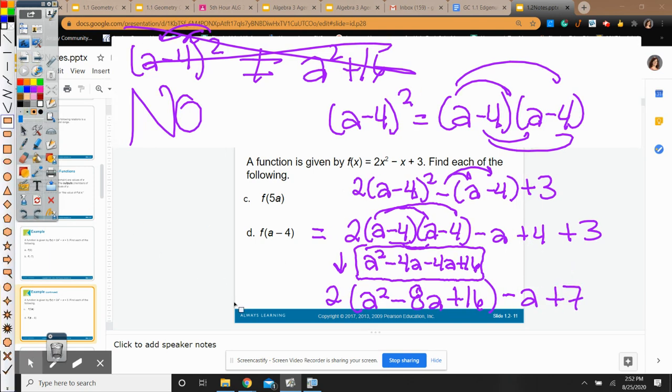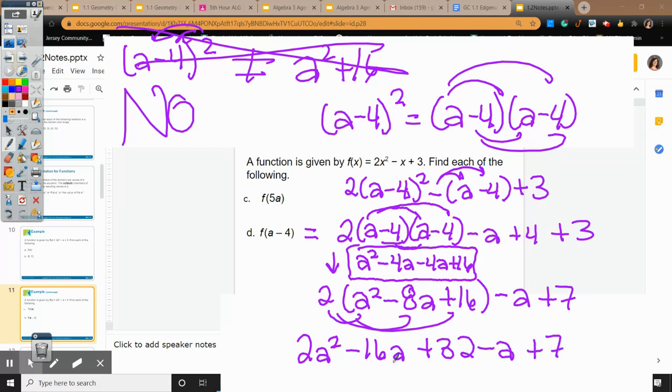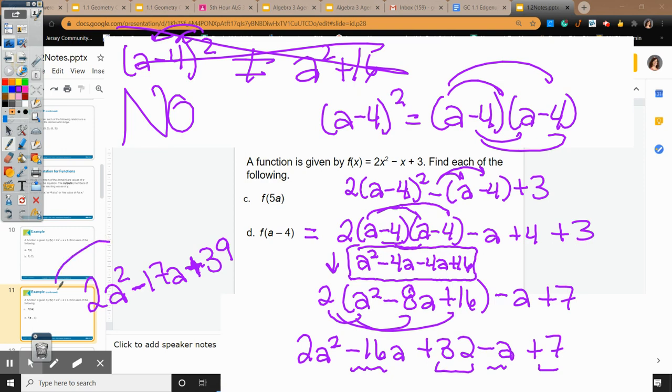Almost done. I have to distribute the 2 and then combine my like terms. This is really tough math right here. So this is 2a squared minus 16a plus 32 minus a plus 7. And then you have like terms with the a and the numbers. And my final answer is 2a squared minus 17a plus 39. I'm pretty sure you guys are going to want to come to office hours and work a couple of those problems together. That's going to be the most commonly missed problem this year.